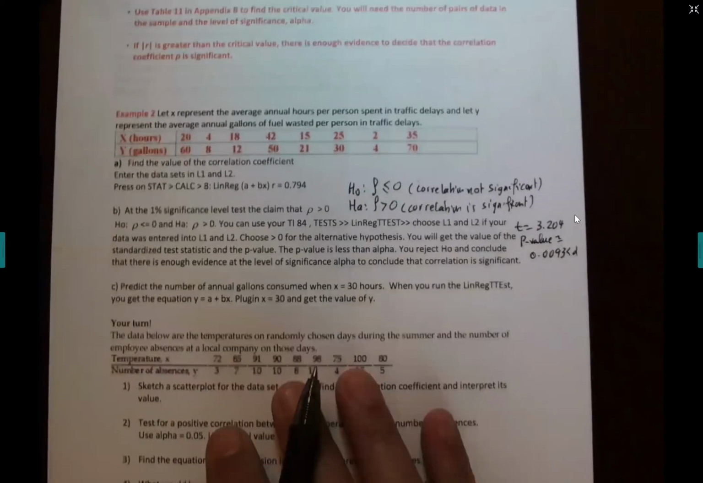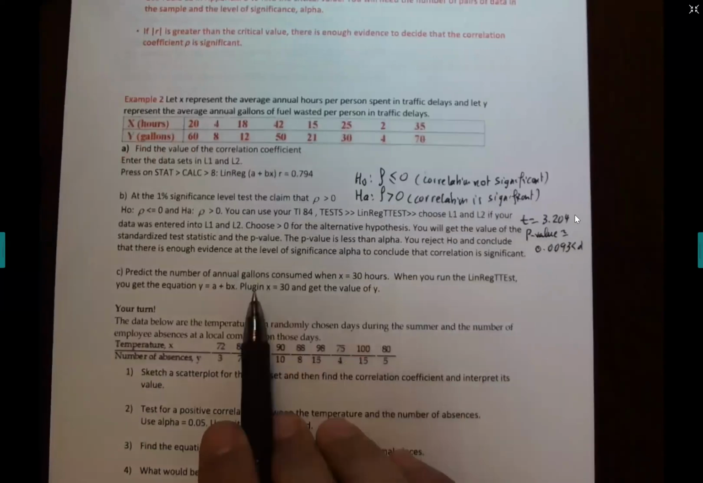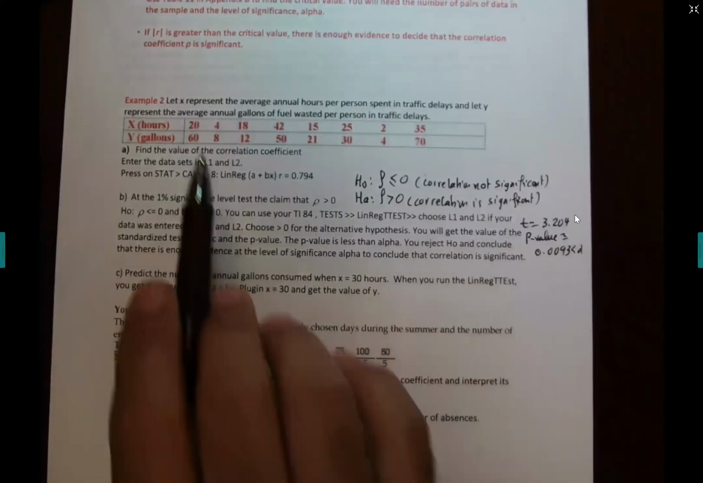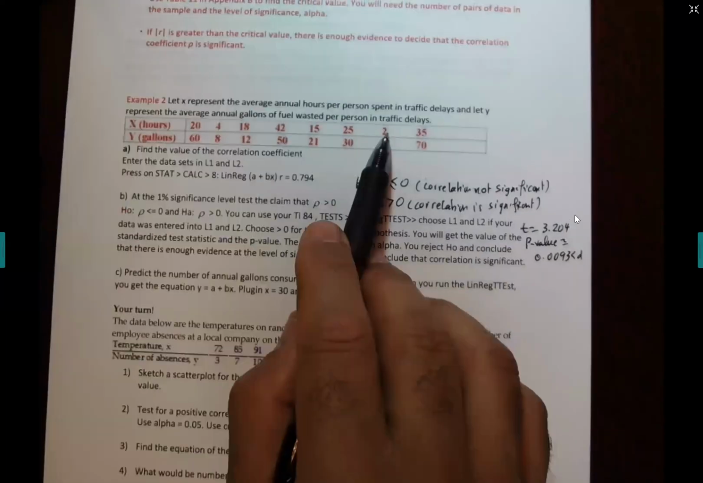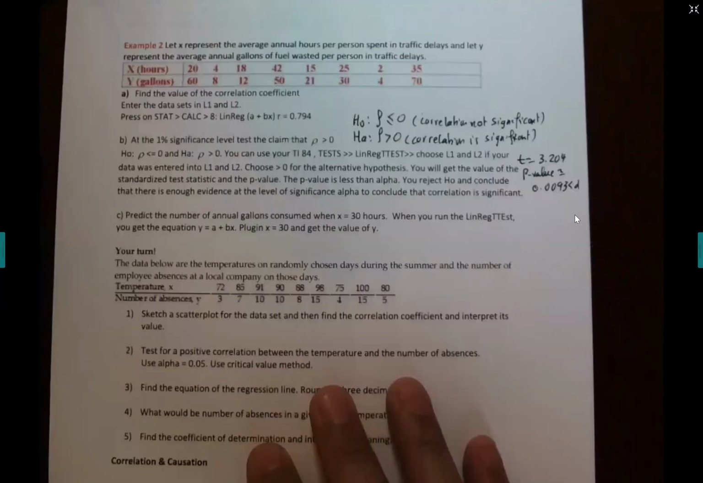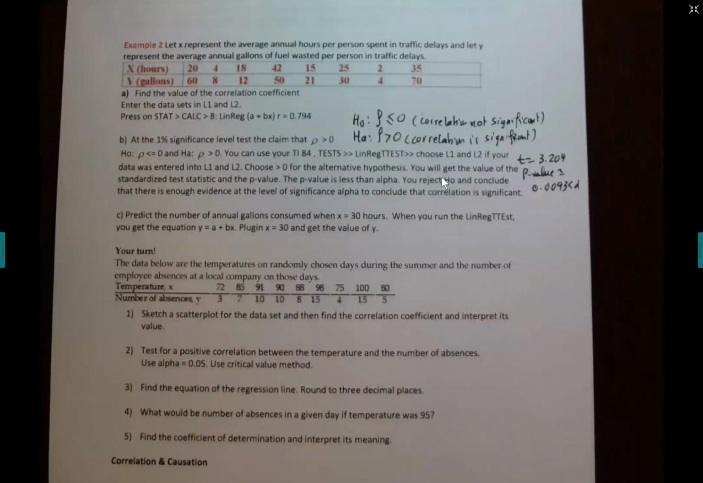Part C, predict the number of annual gallons consumed when X is 30. Now look at X equals 30. Is it between the lowest and the largest value here? What do you guys think? Is it safe to plug it into the equation? Yes or no?